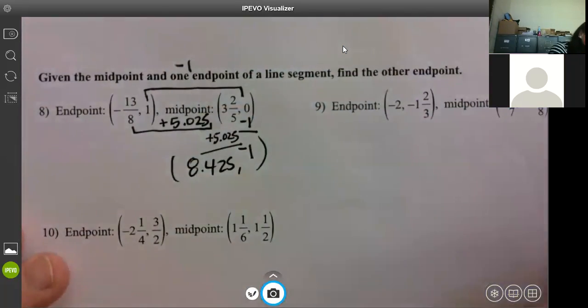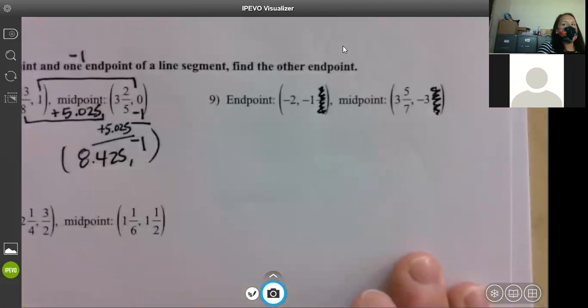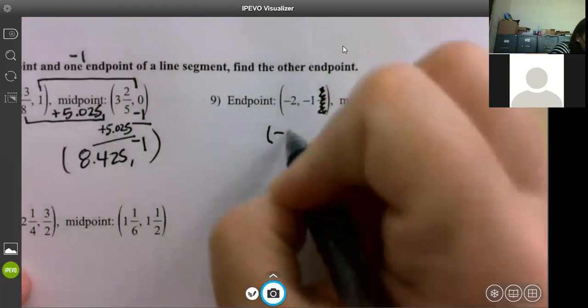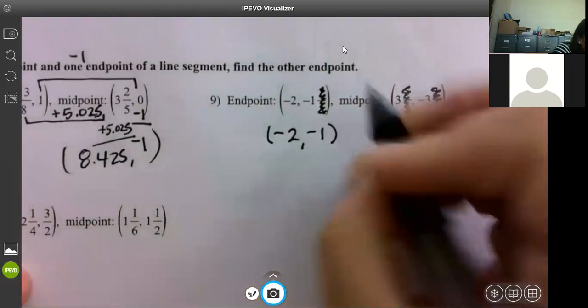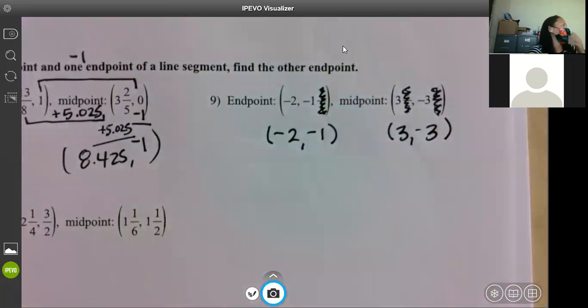Change these. Let's do just negative 1 and negative 3. Let's do whole numbers only, okay? So negative 2, negative 1, and then your midpoint is 3, negative 3. I don't like that they use fractions, and I don't think your test uses fractions, okay? So don't stress about that. And if it does, ask me and I'll help you. Not a problem.